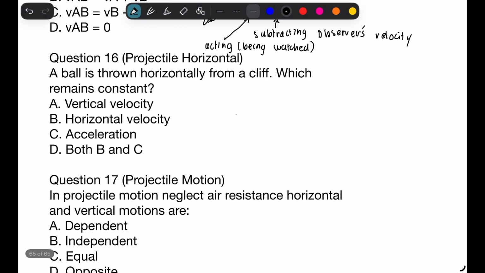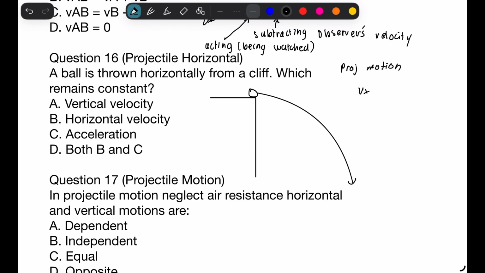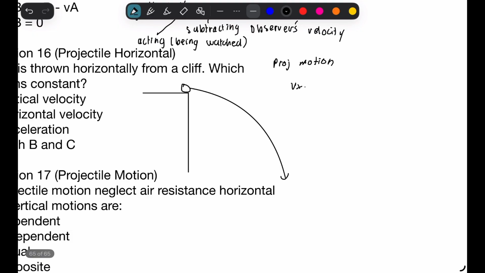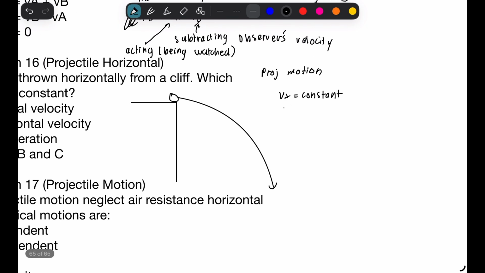A ball is thrown horizontally from a cliff. Which of the following is going to remain constant? So we have this, and then it's thrown horizontally. And it is going to undergo projectile motion. So in projectile motion, you're going to have in the horizontal direction a Vx, and this is going to stay constant and continue to propel your object in whichever direction it is horizontally launched. You're also going to have no acceleration. It's going to be equal to 0 in the horizontal direction.